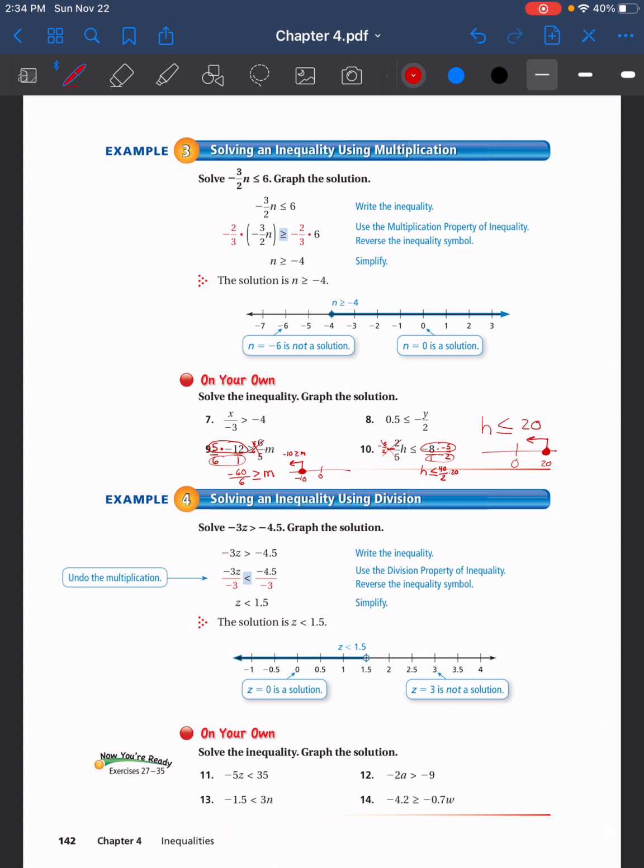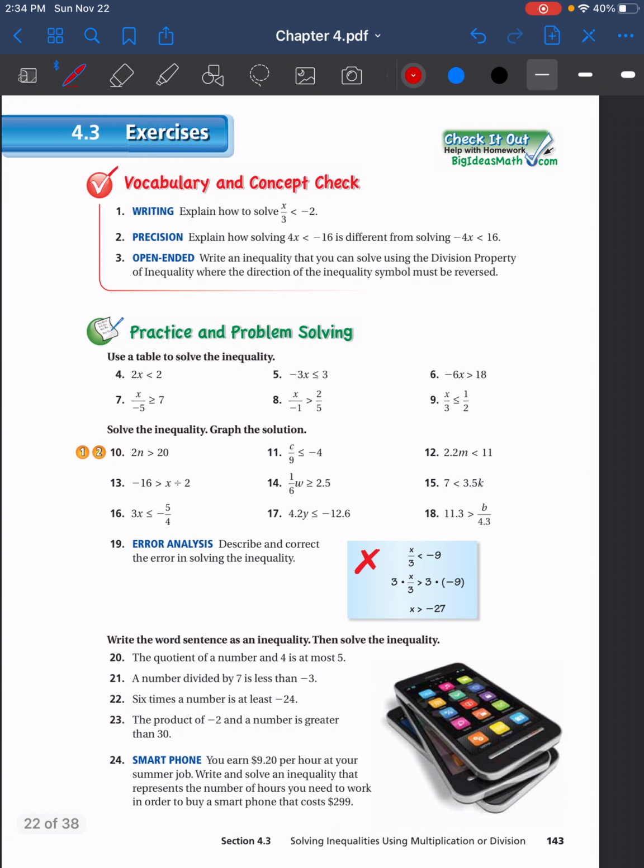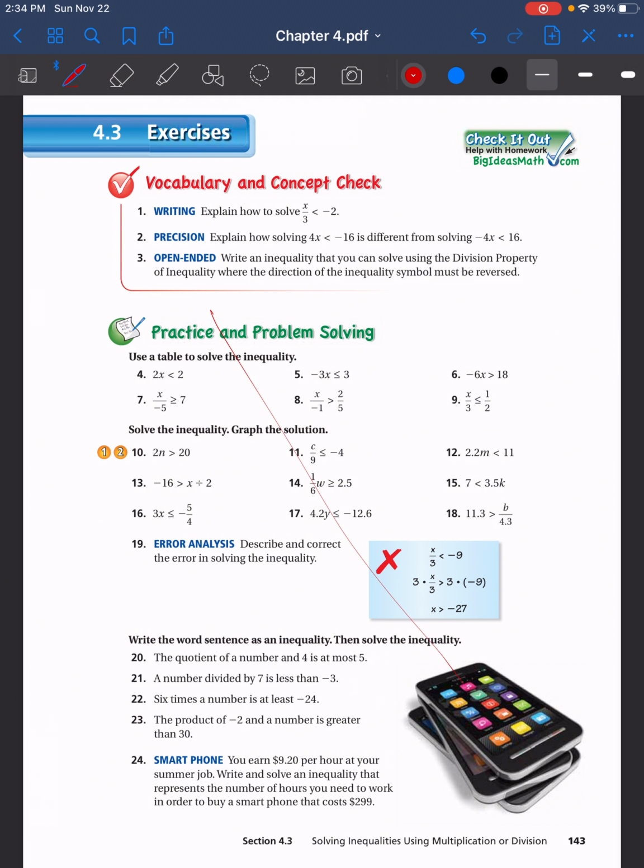It's just multiplying, dividing to get rid of the numbers next to h, or whatever variable you got going on, okay? Super simple. We are not going to do the homework out of the book.